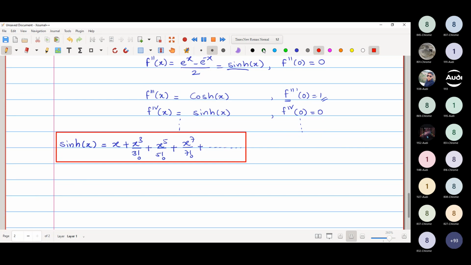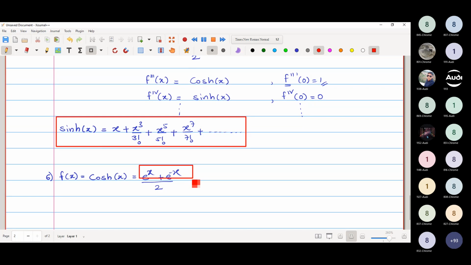Now the next expansion is homework for you all. Next expansion is cos hx. Can you do that? Cos hx expansion is e raised to x plus e raised to minus x by 2. This is your cos hyperbolic function. What do you think, how will it come? Any idea?